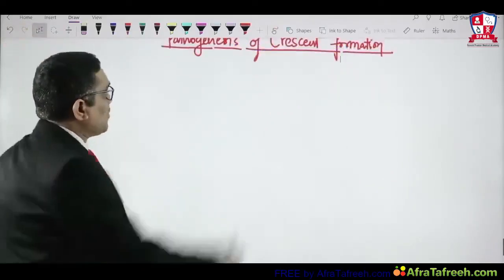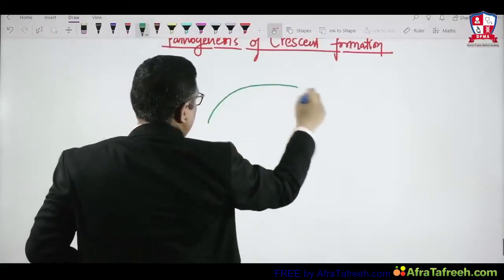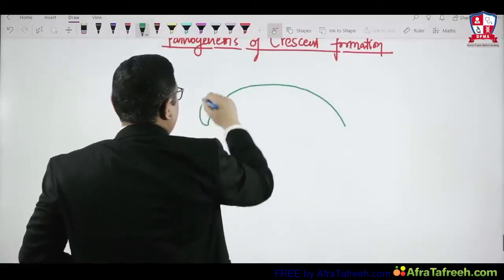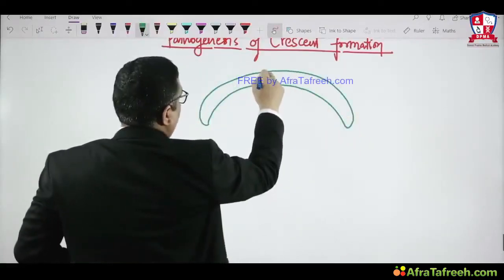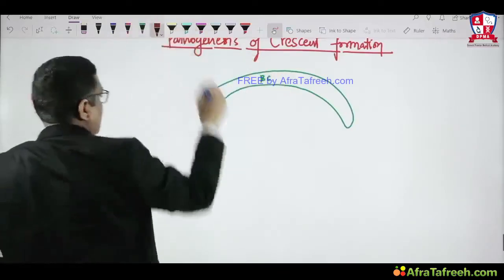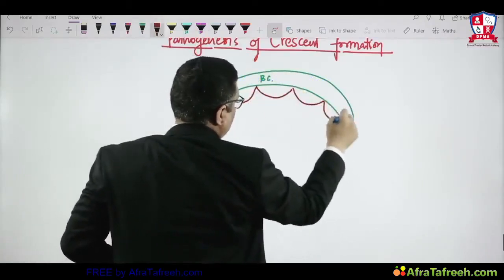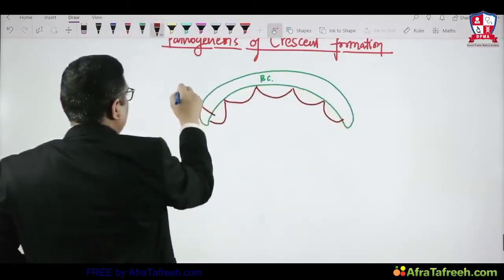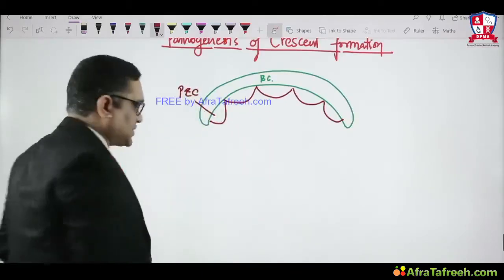Now again, I will go back to the basics of the electron microscopy, which I had explained to you. There is a Bowman capsule. What I'm drawing here is the Bowman capsule. The Bowman capsule is lined by parietal epithelial cells, as I have told you, and then there is the urinary space.